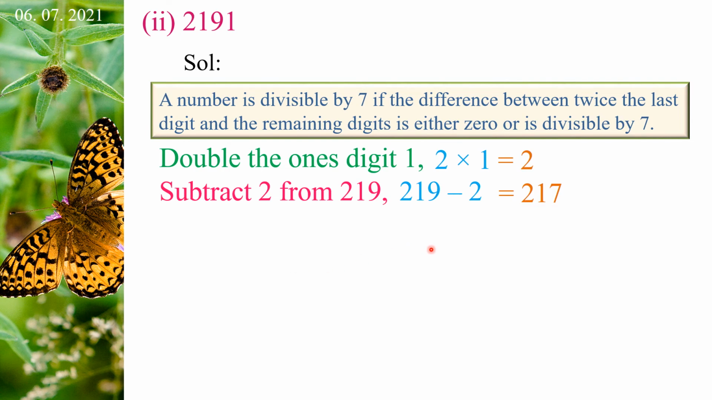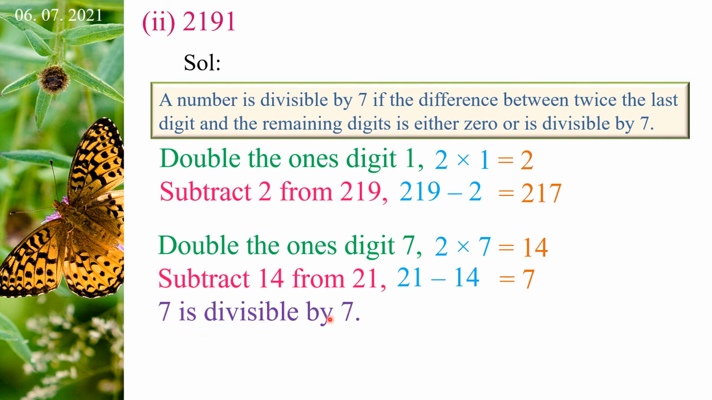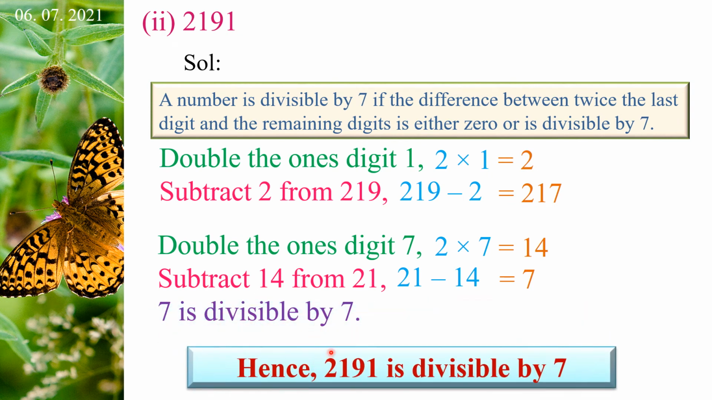Here, what is the ones digit? 7. Let's find twice the ones digit. 2 into 7, we get 14. Now the remaining digits are 21. Subtract 14 from 21, we get 21 minus 14, 7. Now 7 is divisible by 7. Therefore, 2191 is divisible by 7. That's all.